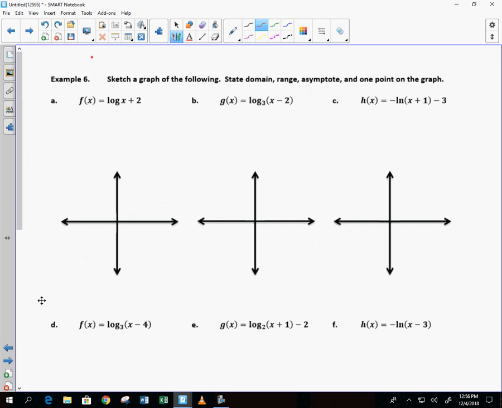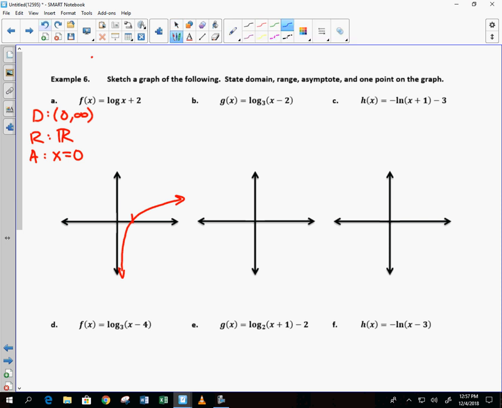We'll do A, B, and C. This is sketch the graph of the following. Say domain, range, asymptote, and 1 point on the graph. I will start with the parent function. We just talked about the parent function having that shape. Looks like I didn't do a very good job of going through the point. I'll try it again. The domain was from 0 to infinity. The range was all real numbers. And the asymptote was x is equal to 0. That's the parent function. That's what we want to focus on.